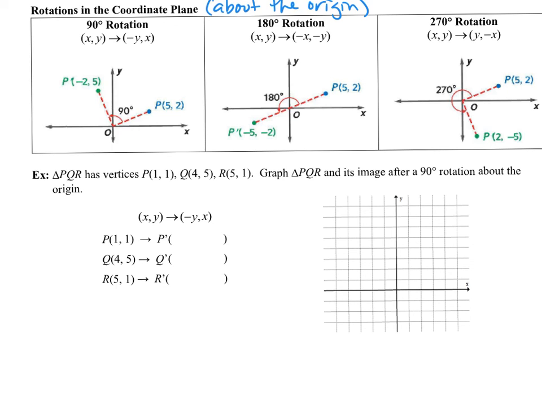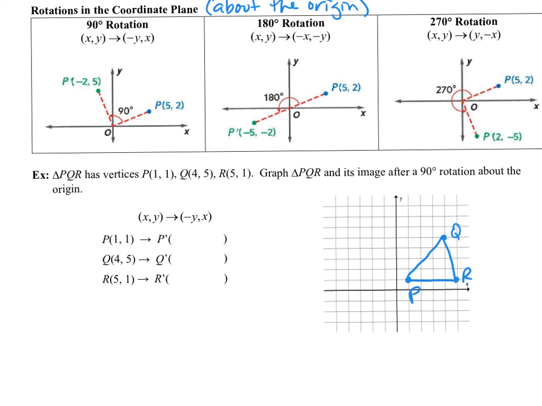Graph point P at (1, 1), and then point Q is at (4, 5). There's point Q, and then point R is at (5, 1). There's point R. Okay, so there's our triangle PQR.